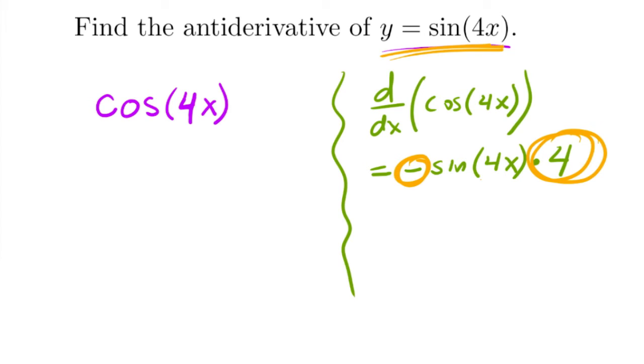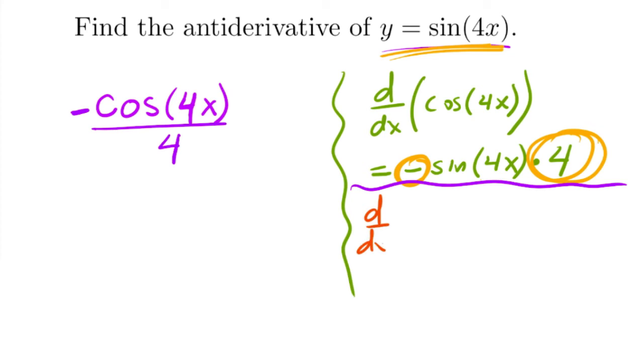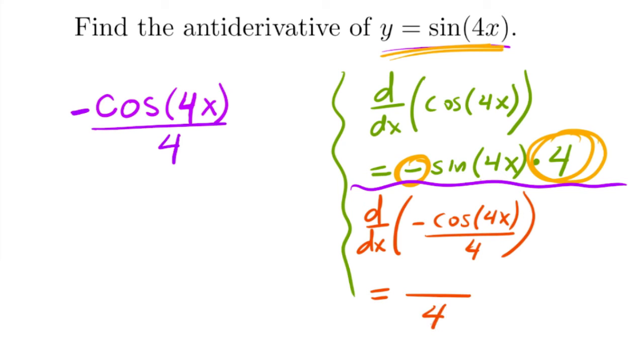So then you go, okay, how about if, to my antiderivative, I add a negative sign here, and then to balance out the 4, how about if I divide by 4? So now, when you get the derivative of negative cosine of 4x over 4, well, the over 4, that's just a constant. So you can leave the 4 there. The negative you can also keep there.